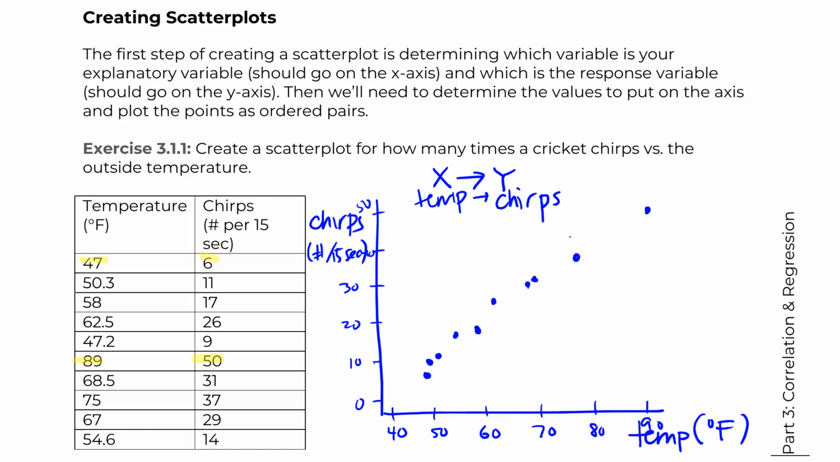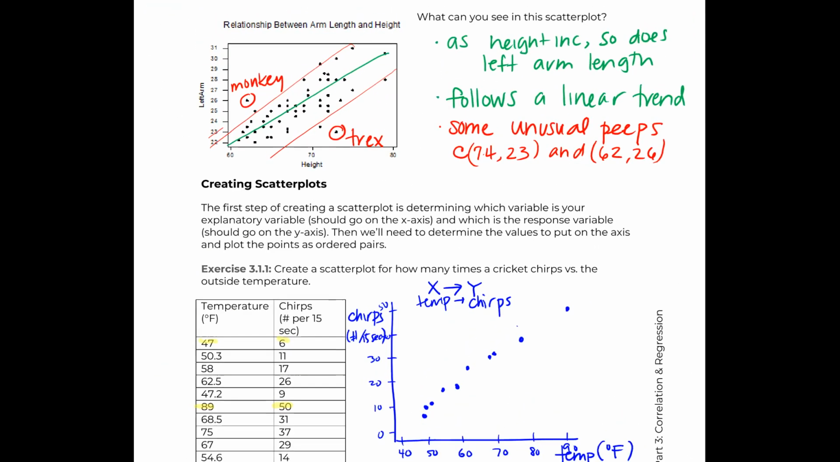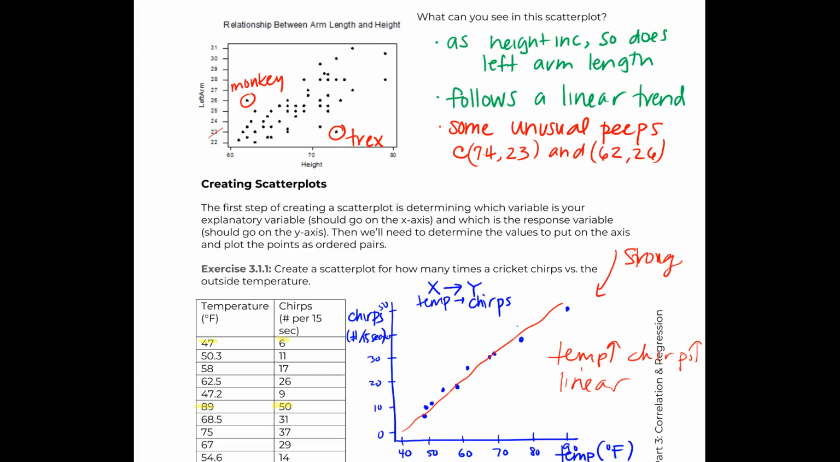I do want to mention one more thing that we could have talked about if we look at both of our graphs at once, the one with the arm length versus height and our temperature versus chirps. Which of these seems like a stronger relationship? Because again, we could use most of the same descriptions here. As temperature increases, so do chirps. So it also has a positive relationship. Also looks like it follows a linear trend. But I don't really see any unusual observations. So we would say that this is a stronger relationship.